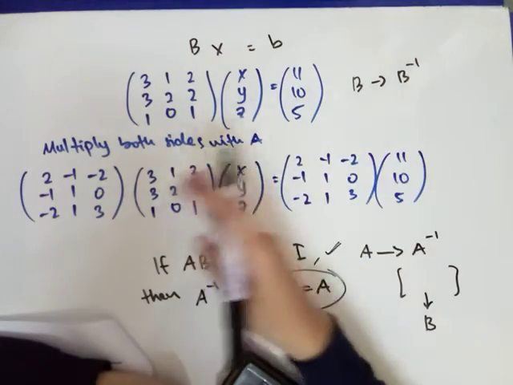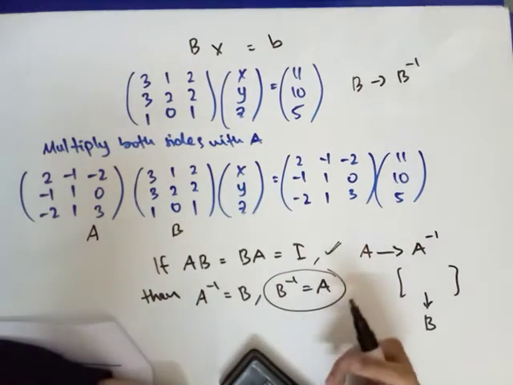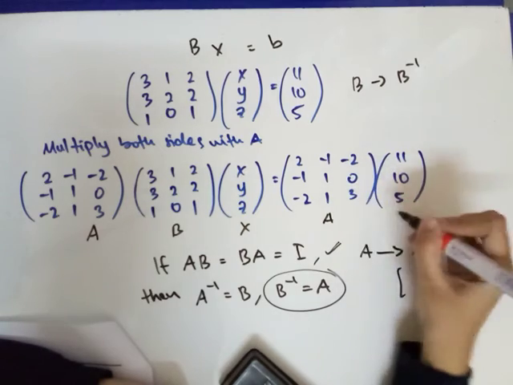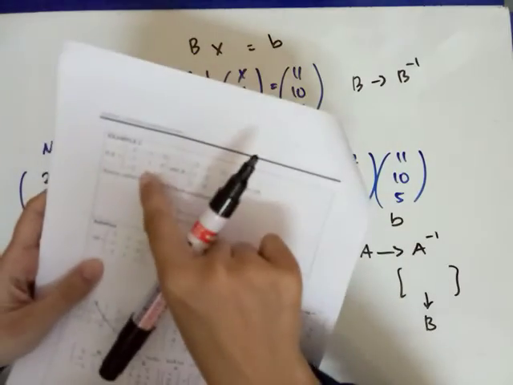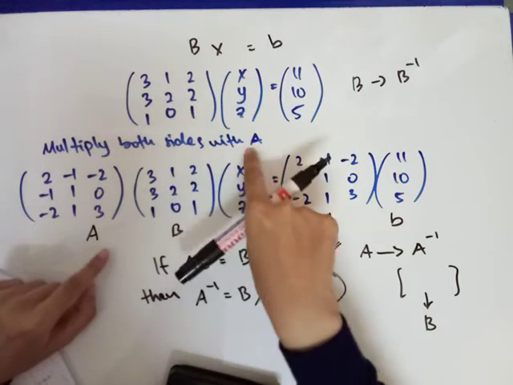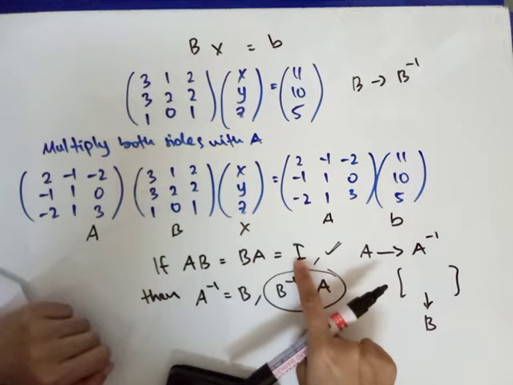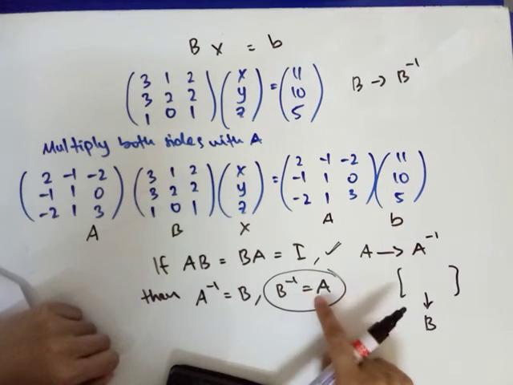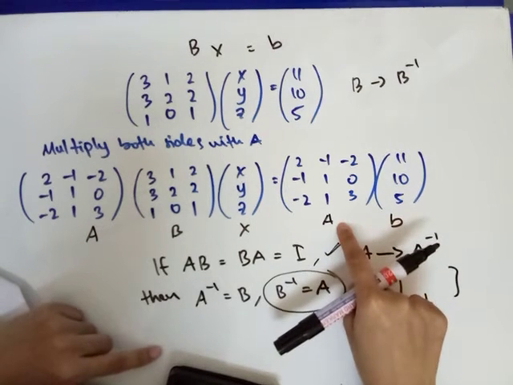Why both sides multiply with matrix A? Because this is A, this is B. This is X. And then this is the matrix A. This is matrix B. This one matrix A yang dia dah bagi dalam soalan. So, kenapa kena darab dengan matrix A? Because when we multiply AB here, we got identity. Then, matrix A is B inverse. B inverse equals to matrix A. That is why we need to multiply with matrix A, to get the B inverse here.